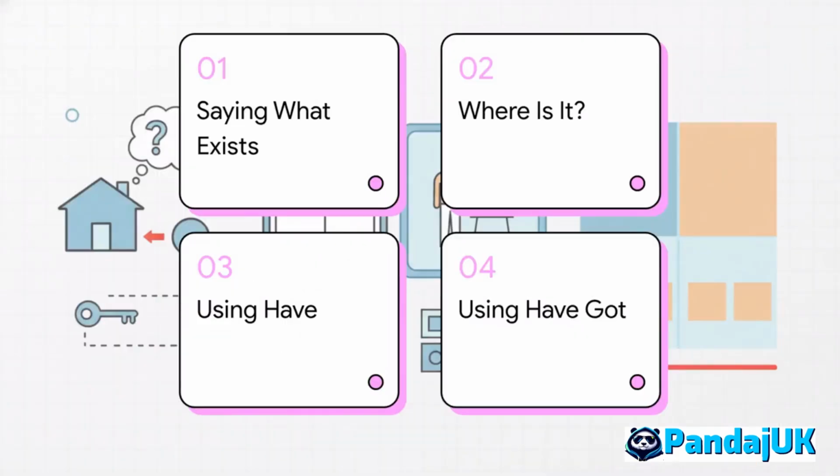Okay, let's dive into this. Here is our path for today. 1. Saying what exists. 2. Where is it? 3. Using the word have. And 4. Using have got. We're going to take this step by step.